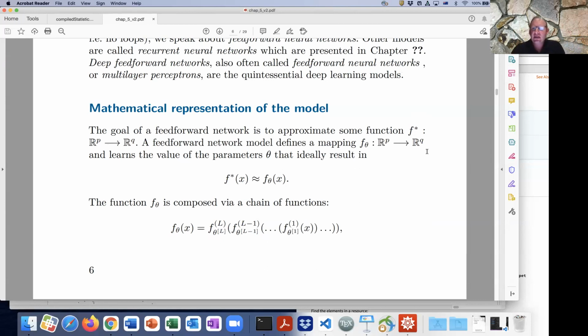And there is some unknown function f star. That function is in me and you, and that's the function that actually knows how to look at digits and see what they are. But what we're going to do is have some approximate function, which we call f sub theta, which is also from R^P to R^Q, and it does this.